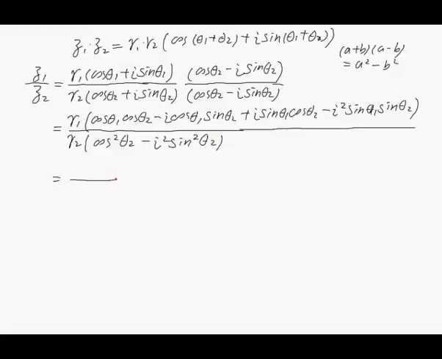Now let's simplify. So let's first deal with the denominator. So this guy is equal to cosine square theta 2 plus, because i square is equal to negative 1, right? So negative, negative, you have the positive, plus sine square theta 2.